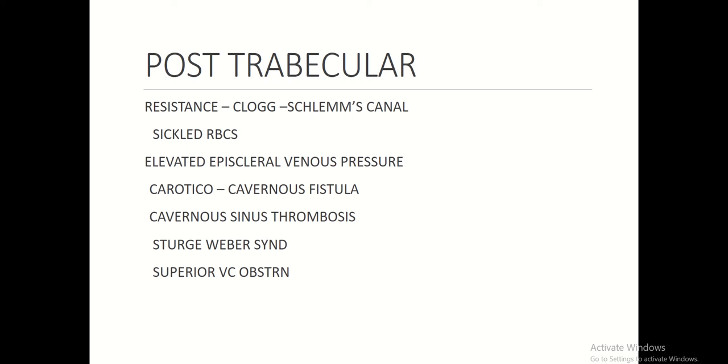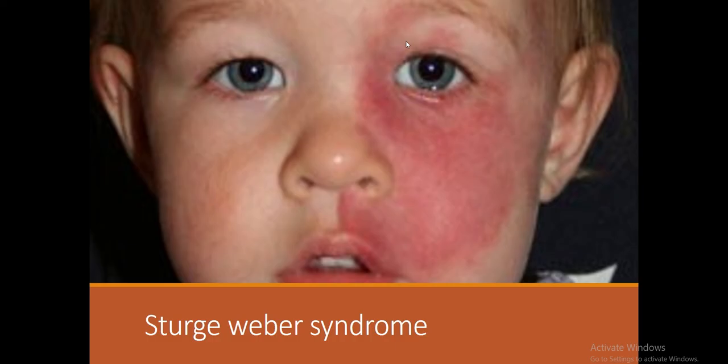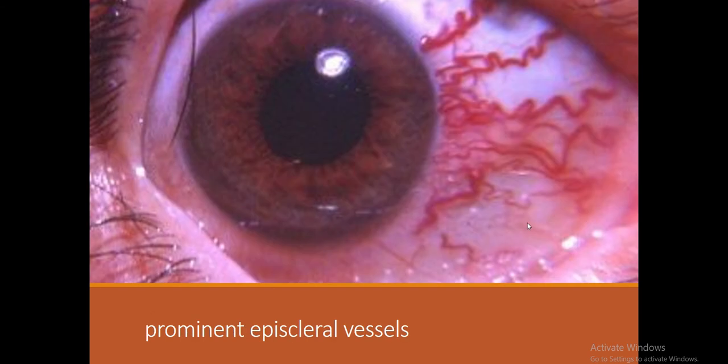So carotid-cavernous fistula, cavernous sinus, all those things are associated with elevated episcleral venous pressure, which will in turn interfere with the drainage of the aqueous. So this is a picture of a person with Sturge-Weber syndrome. You can see the huge hemangioma over one half of the face. And these are the prominent episcleral vessels seen in a patient with carotid-cavernous fistula because of the increased episcleral venous pressure.